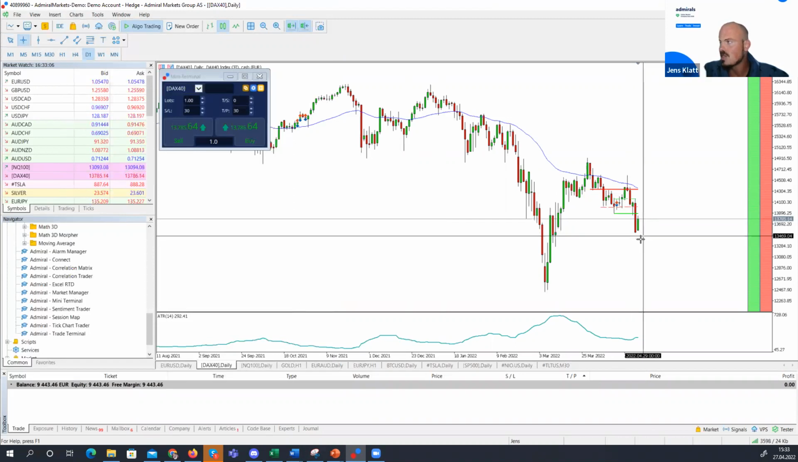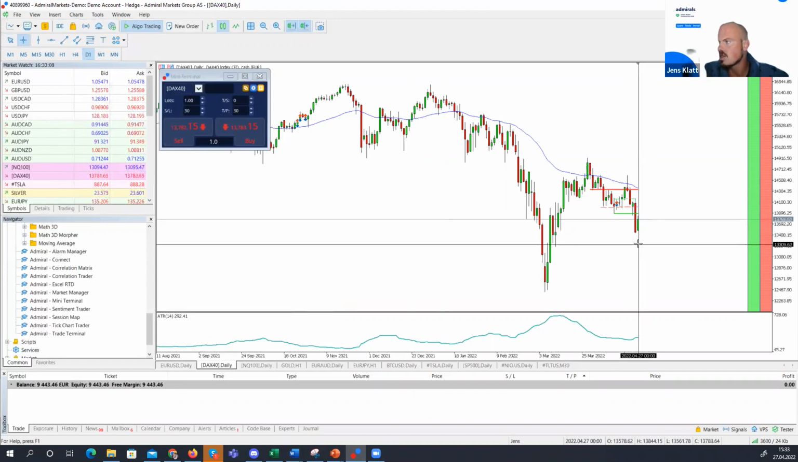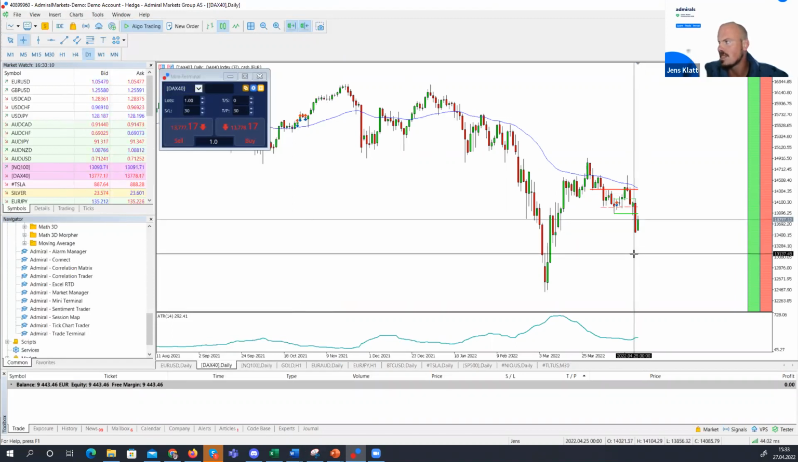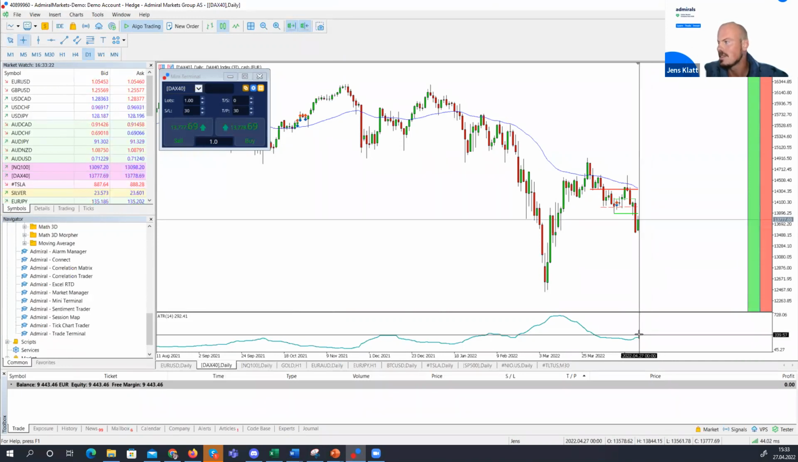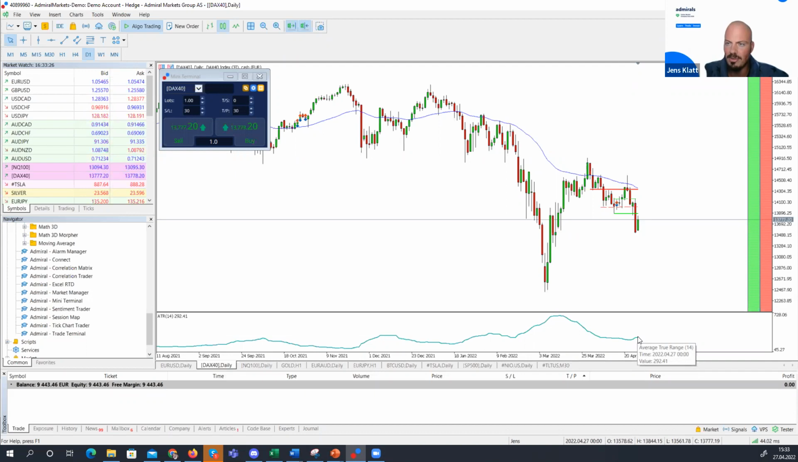So let's have a look now at today. Where is the ATR? Where did the ATR close yesterday, to get a better idea? In this case, as you can see here, the value of the ATR is 292.4, so roundabout 290 points.